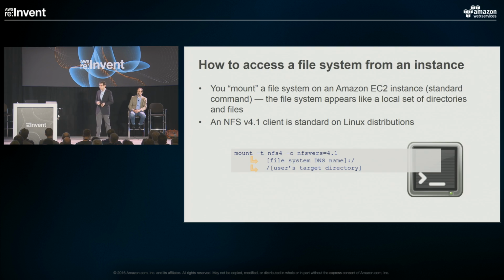We do support 4.0, but for performance reasons, 4.1 is what we recommend. Then you provide the file system DNS name, which is what the mount target provides. And you could replace that with an IP address for the mount target as well, if you prefer. And then the -o is for an optional parameter, which I mentioned, the NFS version number, and then the user's target directory, the final parameter there, and that's the local directory that your EFS file system will appear in once it's mounted.